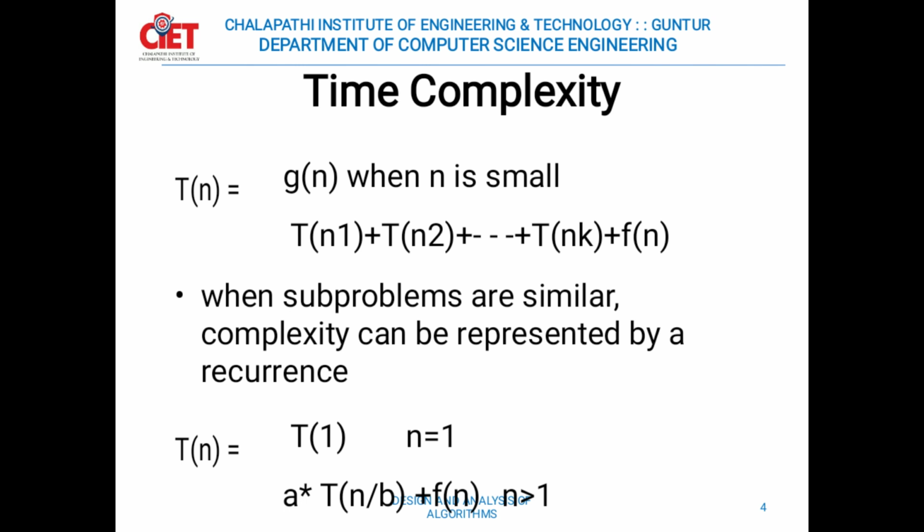When the subproblems are similar, if n is equal to 1, then its time complexity is T of 1. If n is greater than 1, then the problem divides into a number of problems and each problem size is n by b. Then the time complexity is a into T of n by b. So a represents the number of subproblems and n by b represents the size of each subproblem.